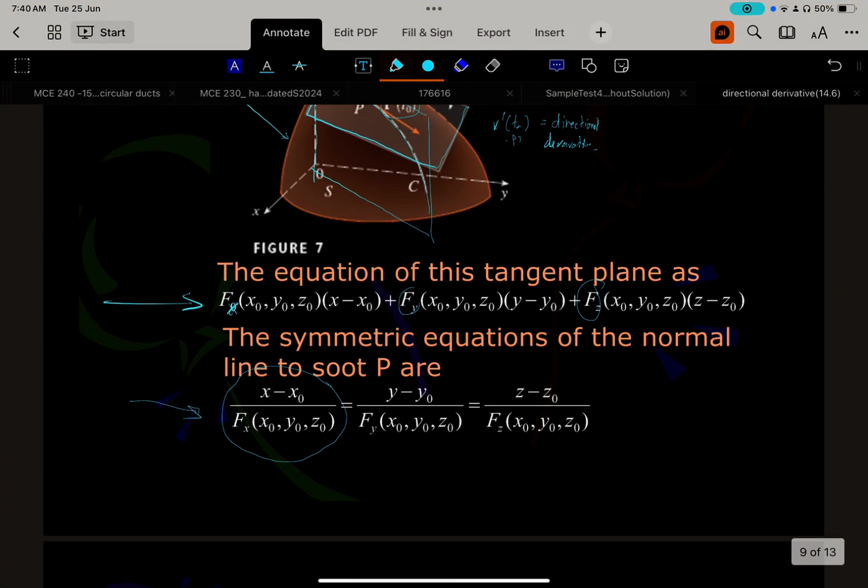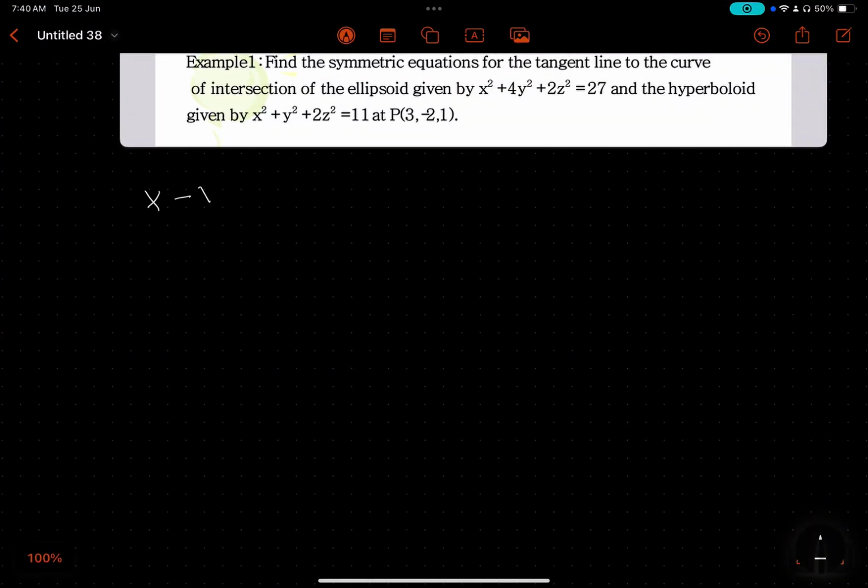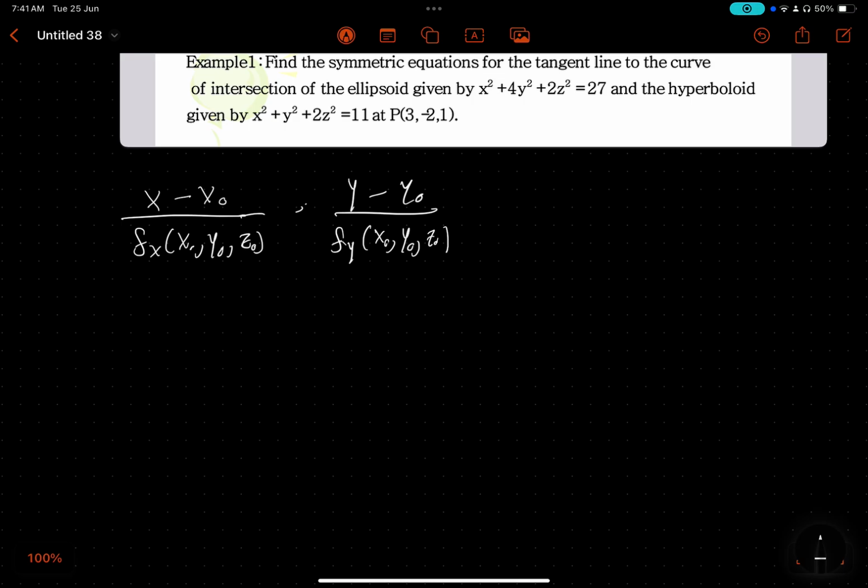Let's copy the symmetric equation: x minus x naught over fx(x naught, y naught, z naught) equals y minus y naught over fy(x naught, y naught, z naught) equals z minus z naught over fz(x naught, y naught, z naught). So do we have a point? Yes, we do have a point. This is the point, just writing in white.